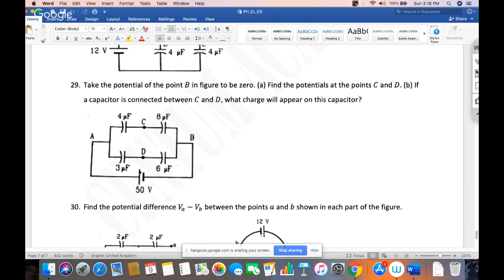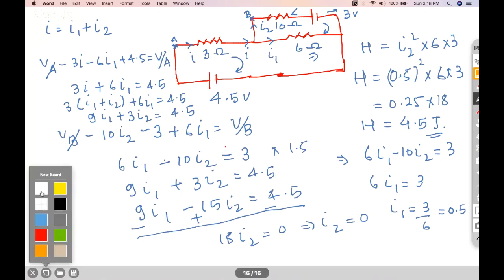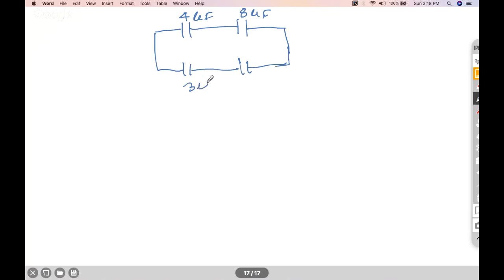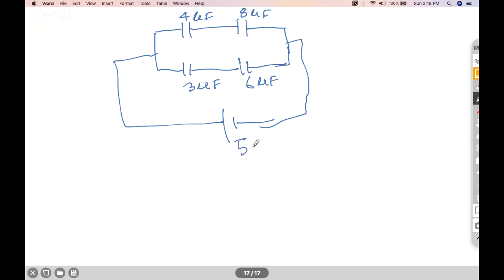So try to understand here. 483650. So let me, 4836, it is something like this. This is 4, this is 4 microfarad, this is 8 microfarad, this is 3 microfarad, and this is 6 microfarad, and this is connected to a battery source of 50 volts. So this is 50 volts.